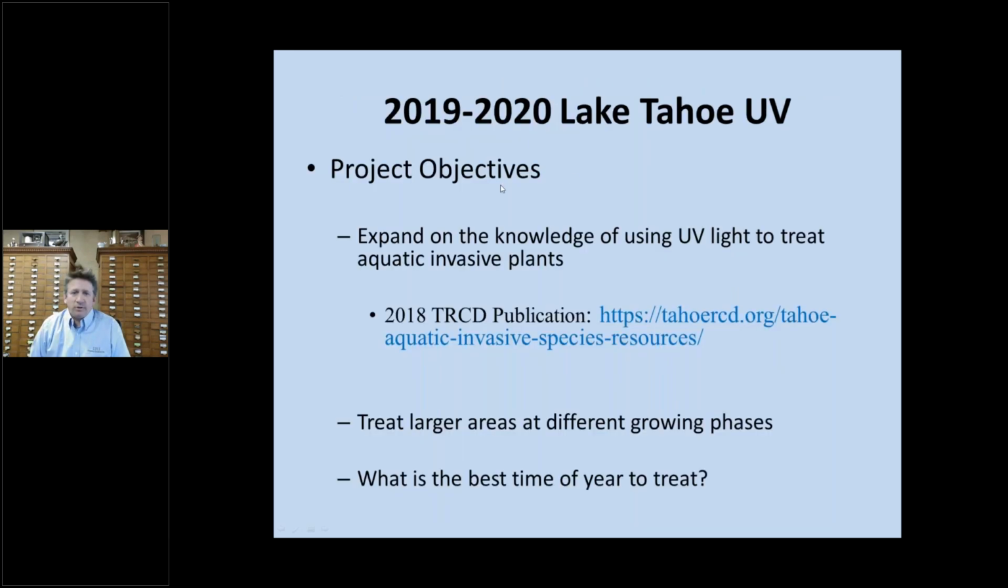The project objective is to expand our knowledge of using UV light to treat the aquatic invasive plants. This is a continuation of the project we did in 2016, 17, 18 with TRCD, and that publication can be found online on their website. But our goal now is to treat even larger areas. From back then when we did like half an acre, we're now doing up to almost 3 acres of treatment, and being able to test the plants at different growing phases.